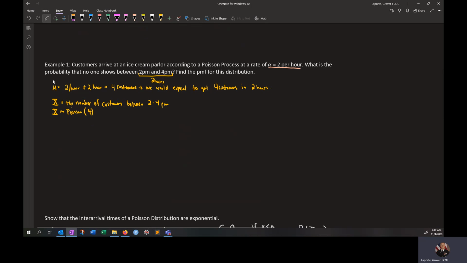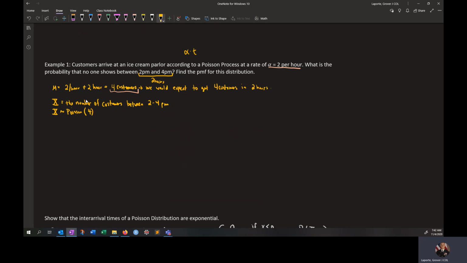The first thing you do is calculate what mu is. So think about that for a second. If customers are arriving 2 per hour, and we're talking about 2 hours, obviously we would expect 4 customers to arrive. Why? Because we expect them to arrive 2 per hour, and it's 2 hours. Hopefully that makes sense of why alpha times t gives you the expected value.